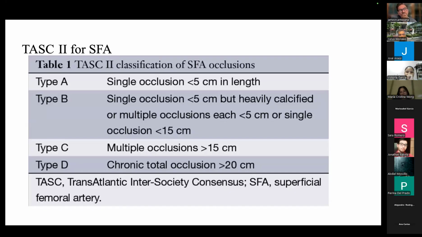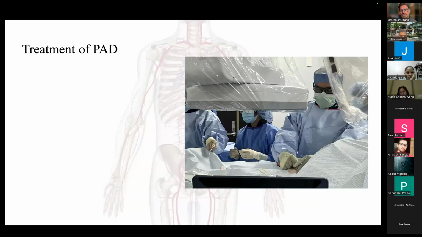The TASC 2 also talks about superficial femoral artery disease, and it goes from a type A all the way to a type D, and it's all dependent on the single occlusion less than 5 centimeters, single occlusion less than 5 centimeters but heavily calcified, or multiple occlusions that add up to almost 15 centimeters, but less than 15 centimeters. I'm not going to bore you with this, but understand that vascular surgeons use these classifications to guide us.